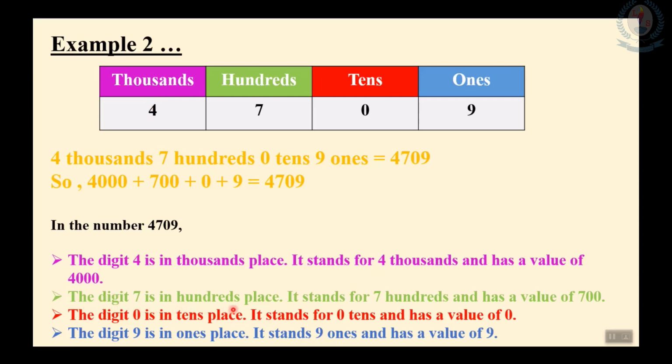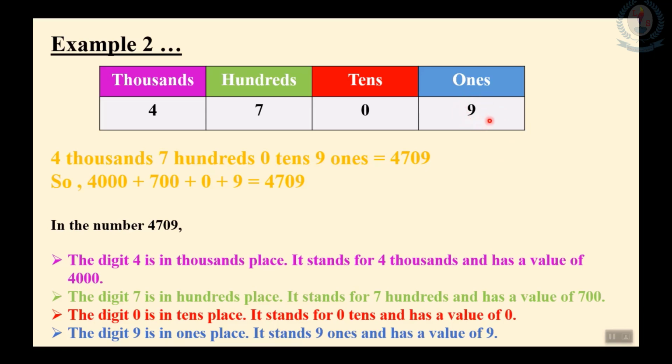Right? Then digit 7 is in hundreds place. It stands for 700s and has a value of 700. Then digit 0 is in tens place. It stands for 0 tens and has a value of 0. Then the digit 9 is in ones place. It stands for 9 ones and has a value of 9. We have to remember these things, right?